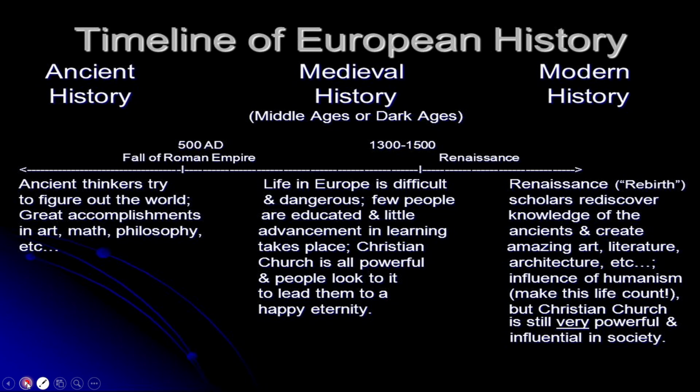So this is the timeline of European history. There are three divisions in European history: ancient, medieval and modern.